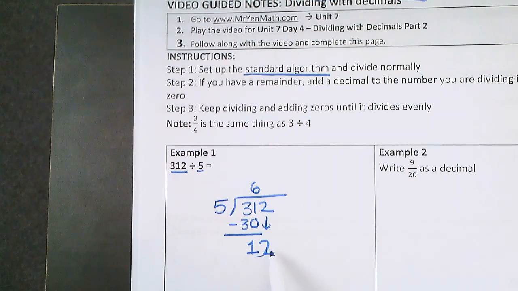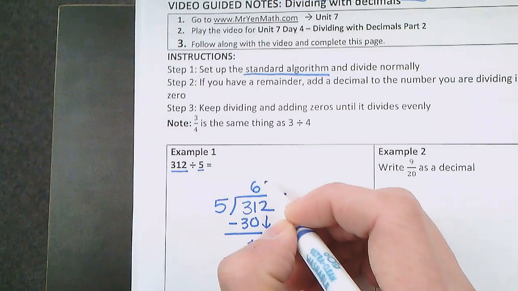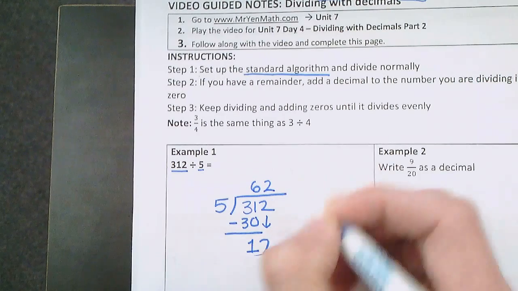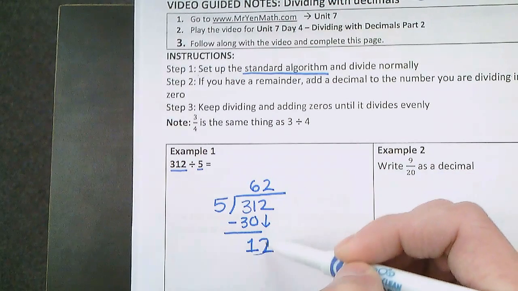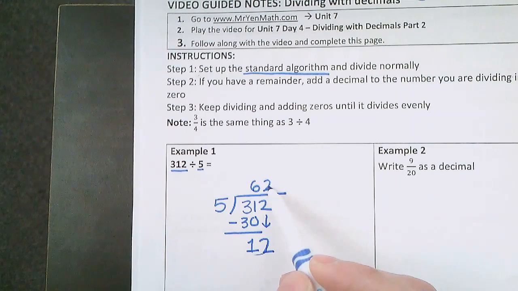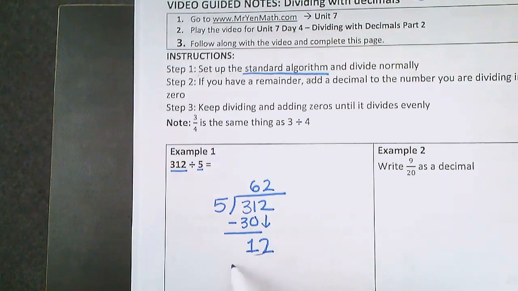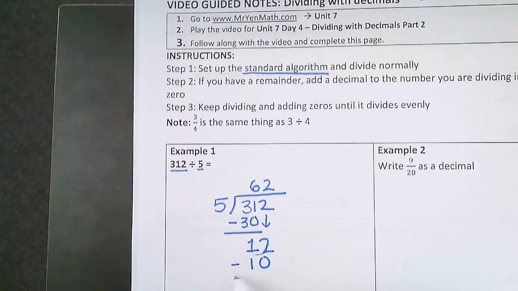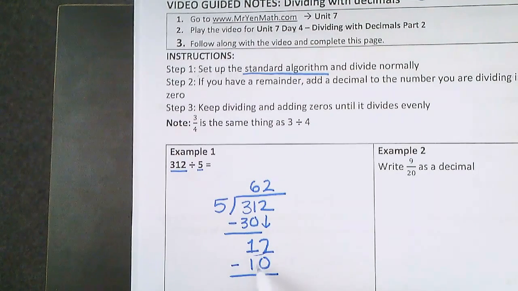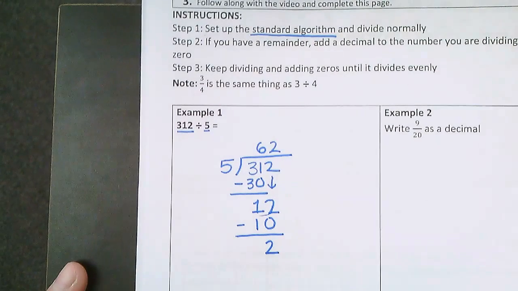Well, 5 times 1 is 5. 5 times 2 is 10. 5 times 3 is 15. That's too many. So I know it's going to be 5 times 2. I'll put this right above my 2 here, so it all stays lined up. And then 2 times 5 over here is 10, so we'll subtract the 10. 12 minus 10 is 2.